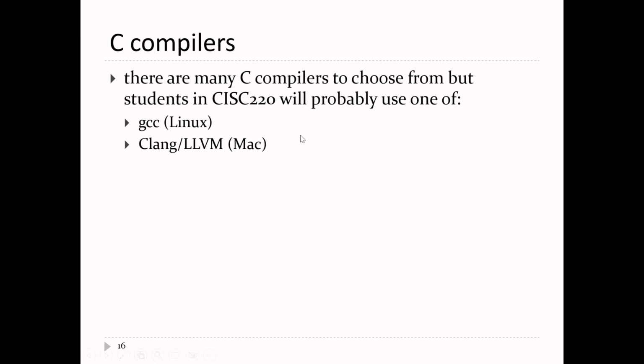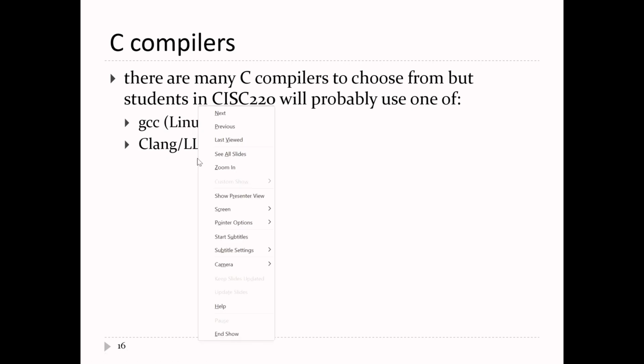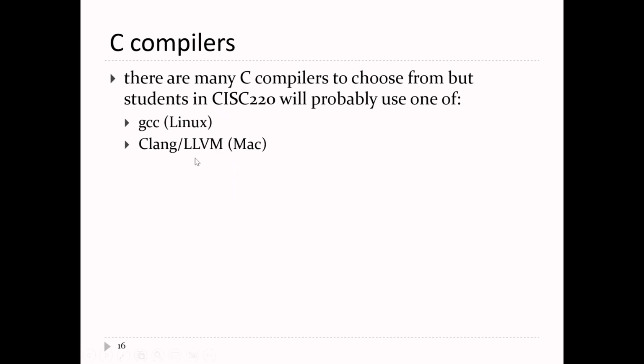There's many you can choose from. If you followed the instructions for setting up your computer already, everything's good to go. On Linux, you want to install GCC. You could also install Clang with LLVM if you wanted to. That's fine. On Mac, you're going to install Clang with LLVM. You should have already completed these steps if you followed the instructions at the beginning of the course.